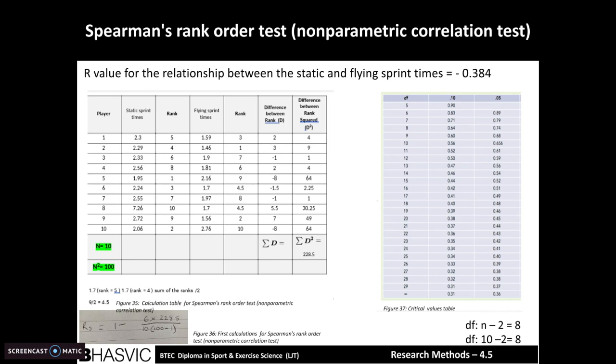Like the first correlation test, I will use the standard level of significance, p-value below 0.05. As shown on the critical values table, there was no significant relationship or correlation, as the calculated value is below the critical value of 0.74. The R value was negative 0.84. Therefore, there's no significant relationship between static and flying sprint times.